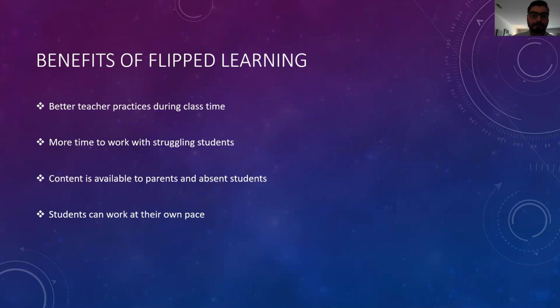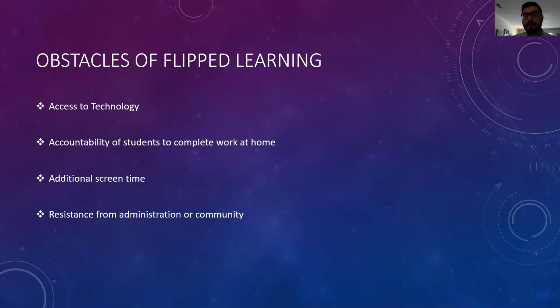struggling students. But there are some obstacles that need to be addressed in order for this approach to really be effective. So the first one is access to technology. Now, this approach really doesn't work well if students don't have access to a computer and the internet at home. And for a lot of students, that's the case. They don't have access to that.